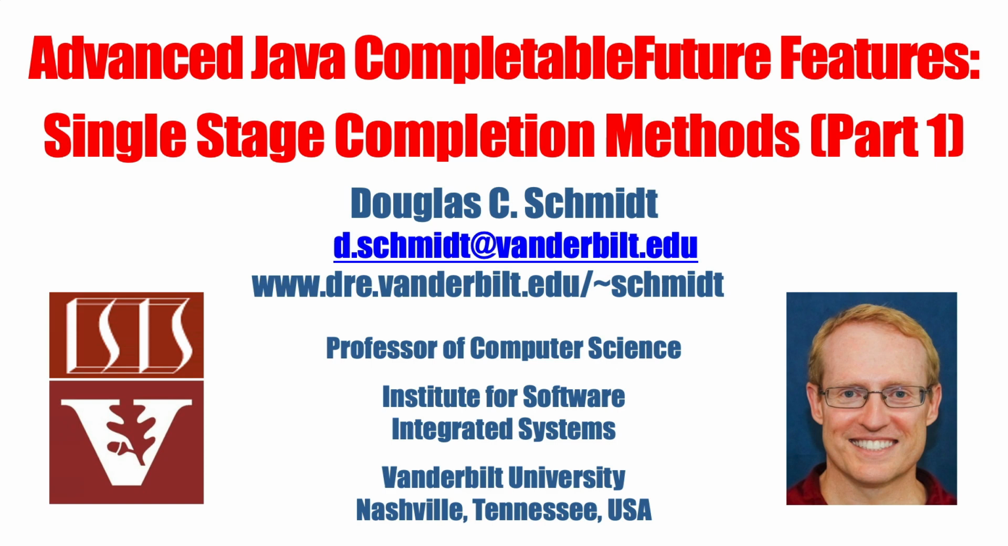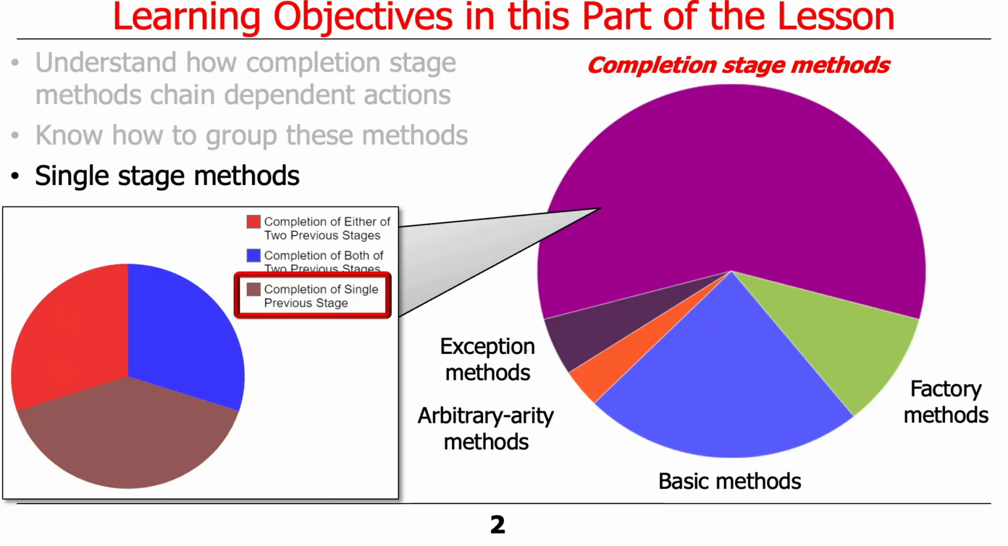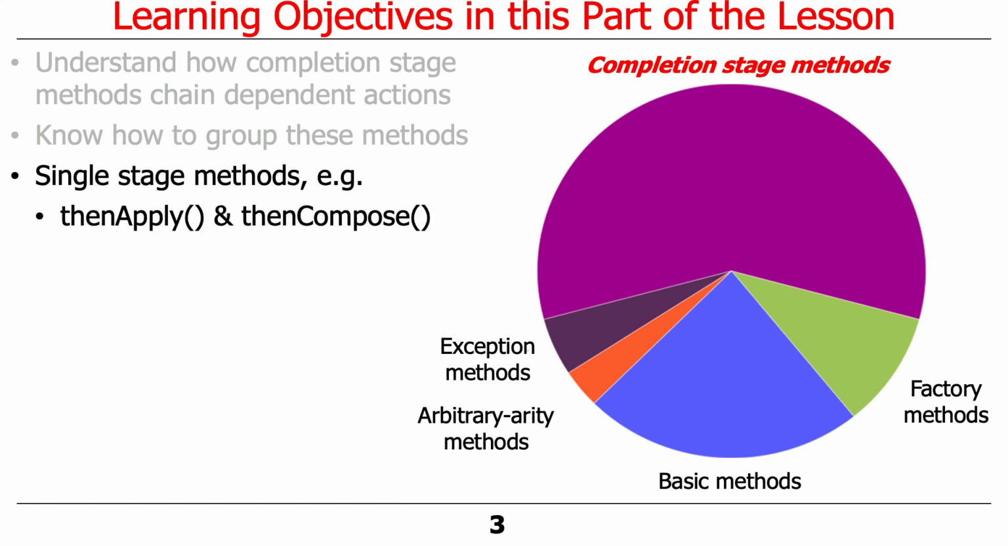So now that you have the big picture view of how to group completion stage methods, let's start diving into each of these categories and subcategories. We're going to start by taking a look at how single stage completion methods can actually be used in practice. So we're looking at just this group, and I broke this up into two parts because there's a fair number of methods that do this, and I want to talk about them.